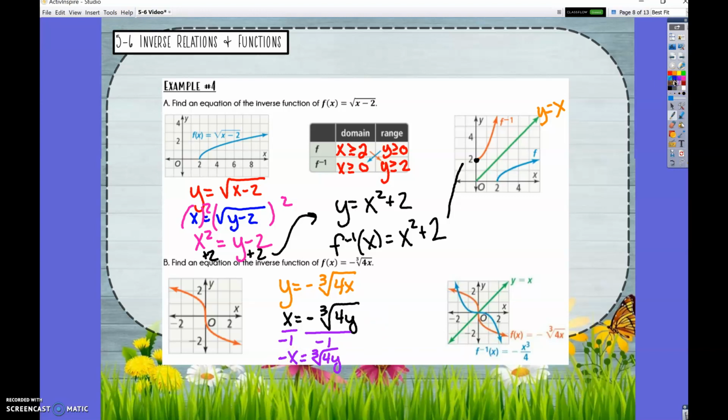To cancel out that third root, I'm going to take it to the third power on both sides. Now a negative times a negative times a negative keeps that negative out there with my third power, and this will be my 4y. And to get y alone, I will divide by 4 on both sides. So my inverse function will be f inverse of x is negative x to the third all over 4. And that is what is graphed here in orange.